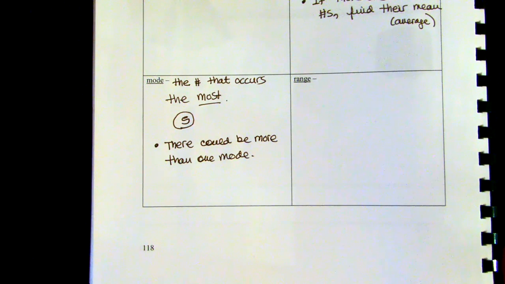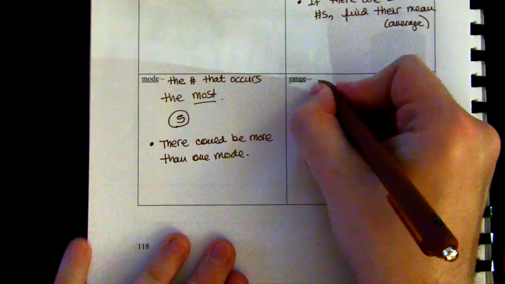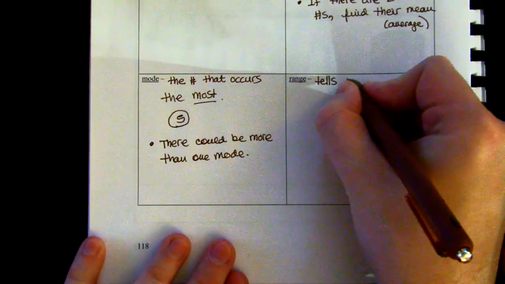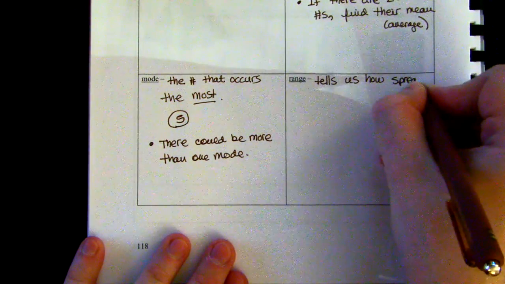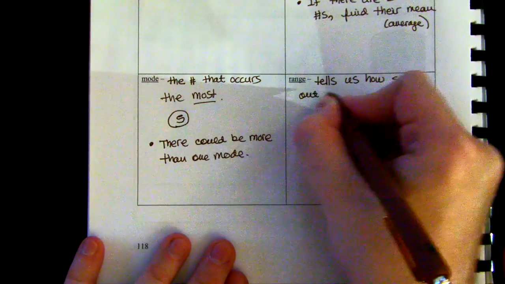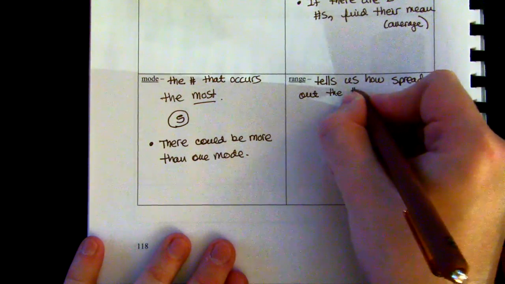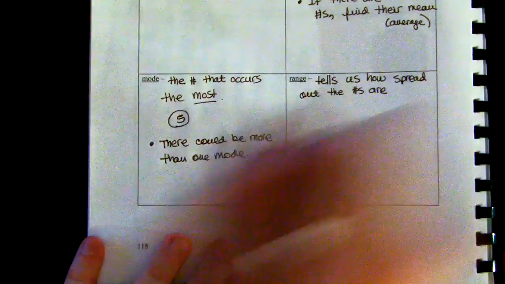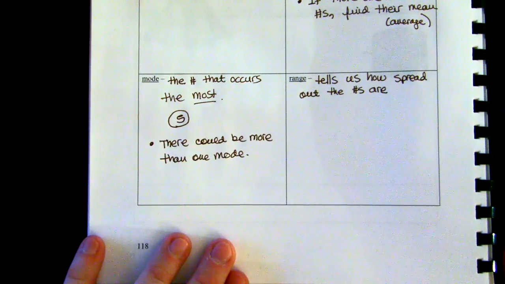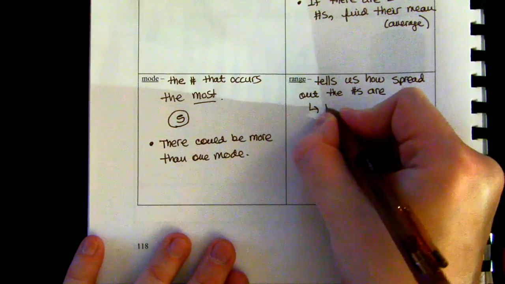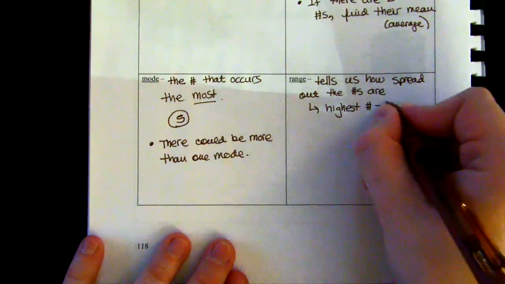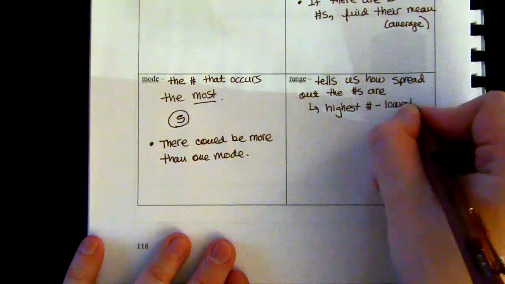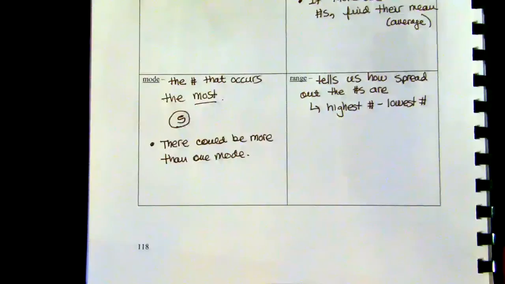Finally, the range. The range tells us how spread out our numbers are. And I can calculate this by taking my highest number minus my lowest number. Get that one copied down.